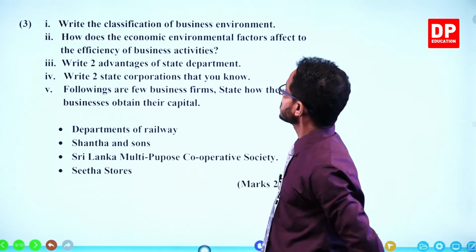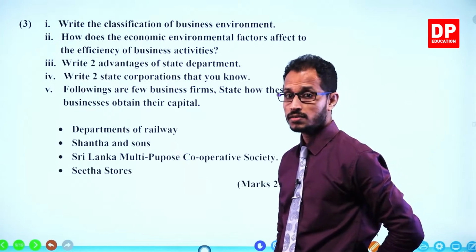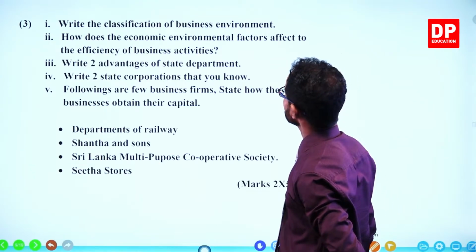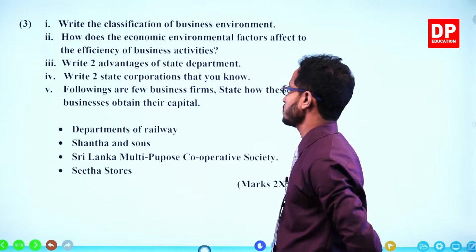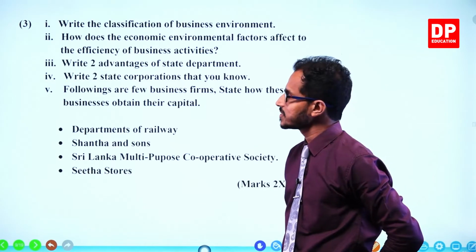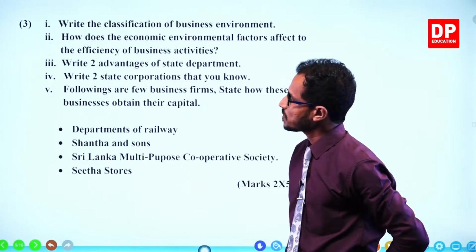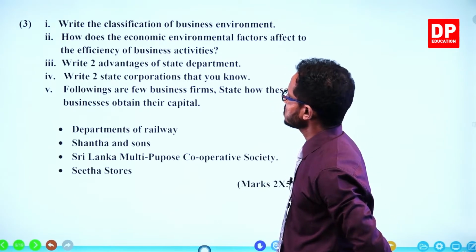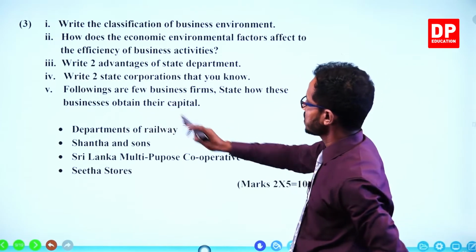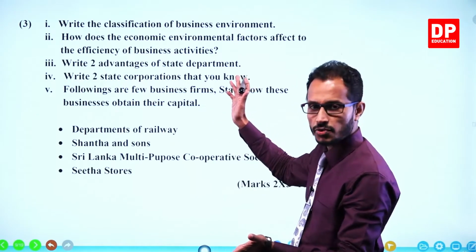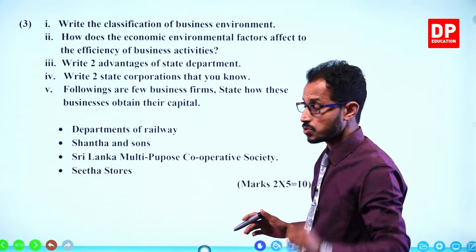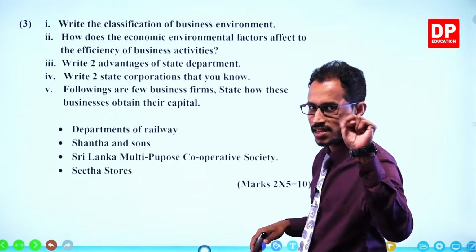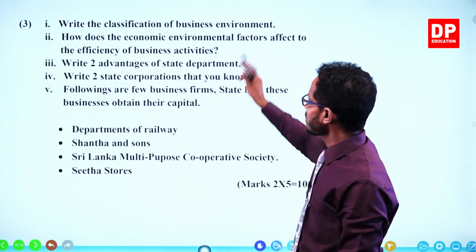Write the classification of business environment. How does the economic environmental factors affect the efficiency of business activities? Write 2 advantages of state departments. Write 2 state corporations that you know. Followings are a few business firms. State how these businesses obtain their capital. This question is entirely from business organizations and business environments. Second lesson and third lesson.